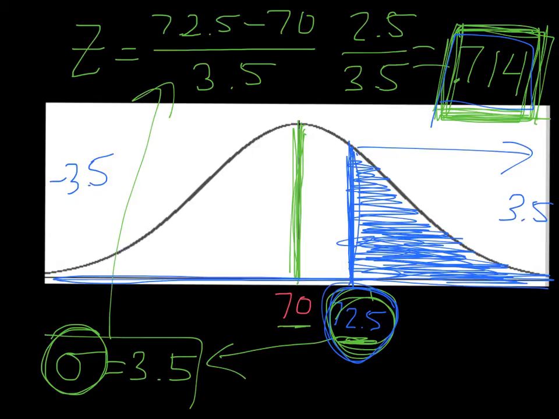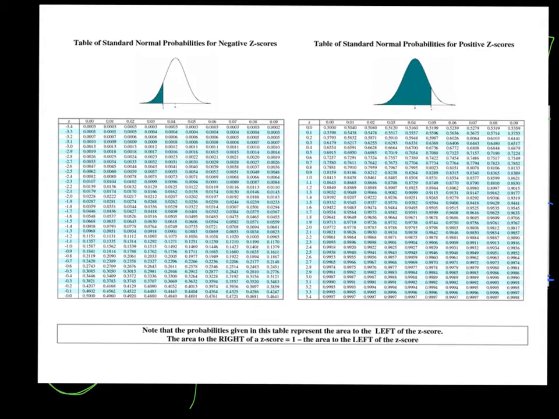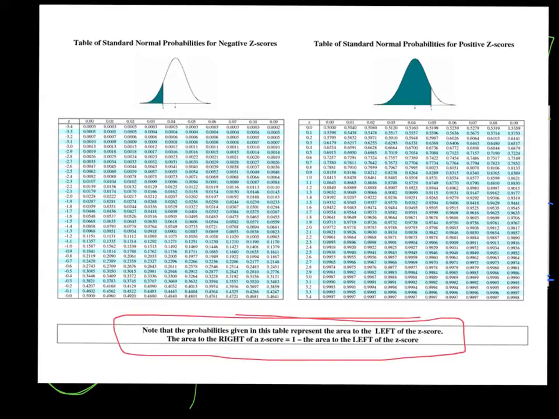So what does this look like? Yeah, it looks like this. So let's take a close look at this. This is going to look a little bit confusing at first, but it is just a chart. It is just a find your number and go. The first thing you have to identify when you look at this chart is what it says on the bottom right here. It says, note that the probabilities given in this table represent the area to the left of the z-score. To the left of the z-score. So wherever your z-score is, to the left of it.